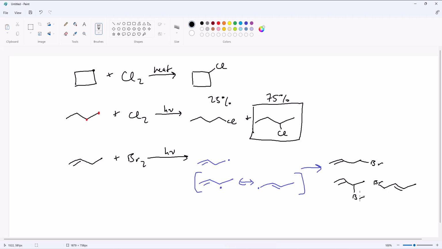And if we were to rank these in order of most abundant to least abundant, we'd have this secondary as the most abundant. This one, which exhibits allylic resonance, would be second. And then this one, since it's just a primary radical, would be the least abundant system that occurs here because it is the least stable in this case.